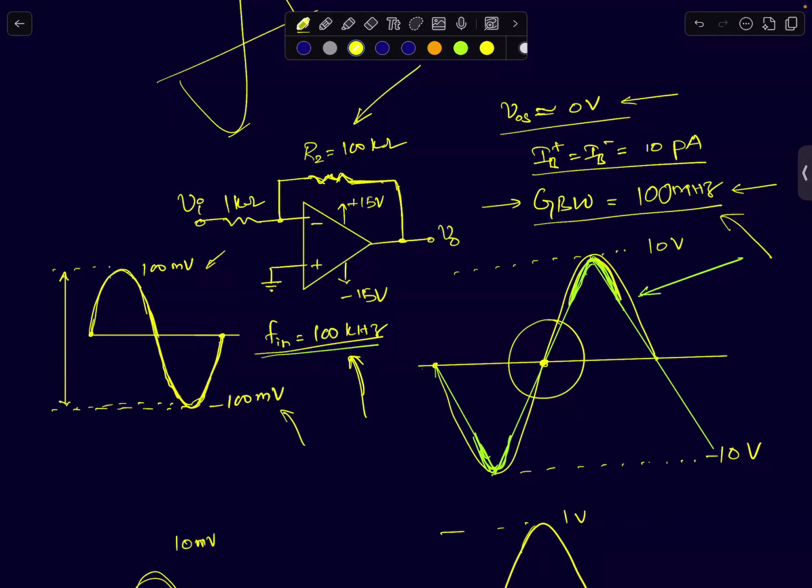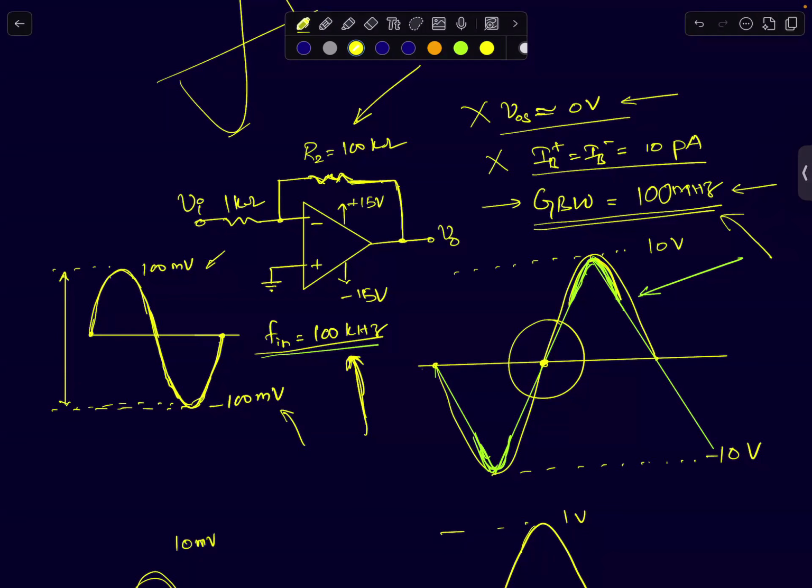It doesn't really matter. All I'm trying to tell you is that you're applying a sinusoid of frequency 100 kilohertz, which is well within the safe limit, right? It's much lower than the gain bandwidth product. But he's seeing a very weird output. Offset doesn't explain it. The bias currents are also not explaining it. Noise is also not much. I mean, ±10 volts is a huge signal. Noise won't really be that much of a problem.